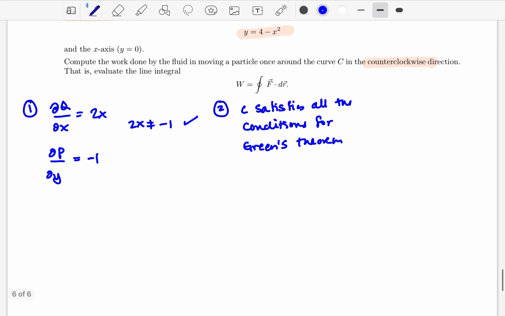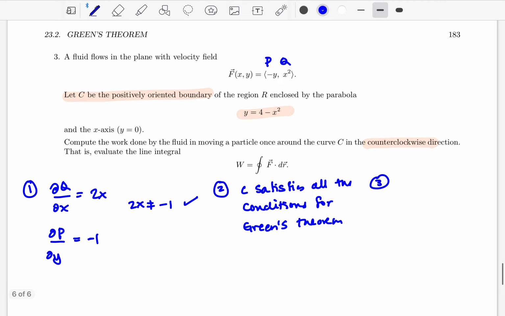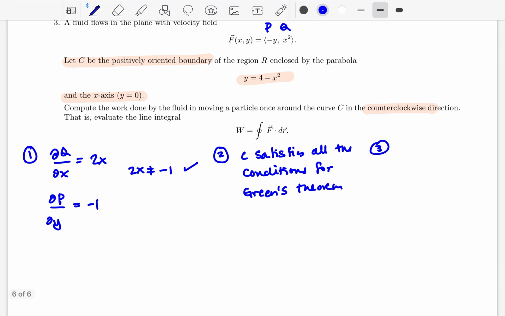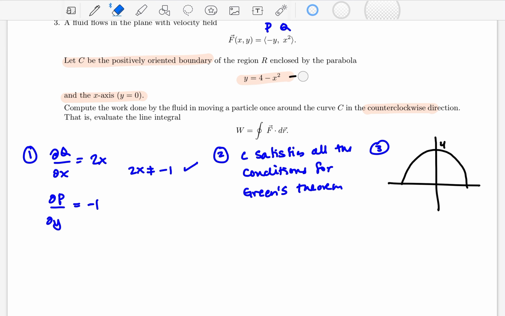So let's understand the region right here. My region C is enclosing this parabola and the x-axis. This is the graph of my parabola. It opens down, so it's something like this, and this is 4. When x equals 0, you get 4, and when this is equal to 0, you get x equals plus or minus 2. So x goes from negative 2 to 2.